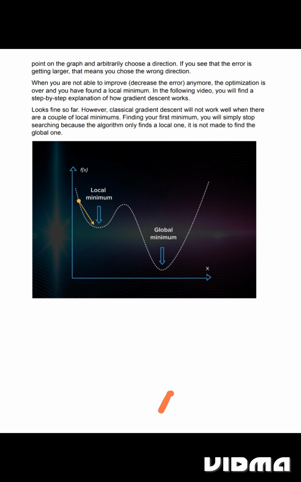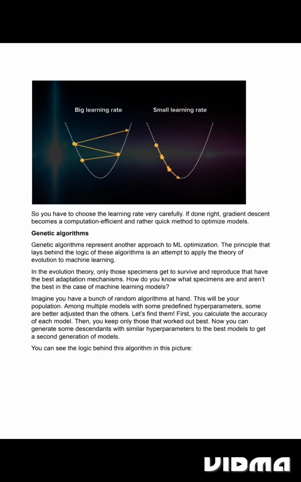Looks fine so far. However, classical gradient descent will not work well when there are a couple of local minimums. Finding your first minimum, you will simply stop searching because the algorithm only finds a local one. It is not made to find the global one. So you have to choose the learning rate very carefully. If done right, gradient descent becomes a computationally efficient and rather quick method to optimize models.